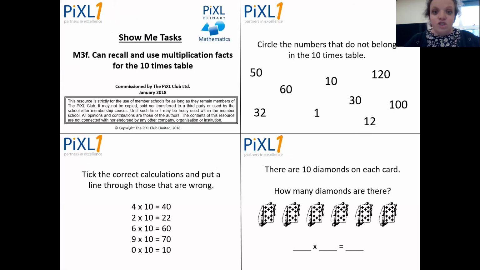Right, and now you're going to do some show me tasks. The first show me task you need to do is you've got to circle all the numbers here that do not belong in the 10 times table and tell me why. You've got to write the number sentence for this picture of how many diamonds there are. And here you've got to be the teacher and read through and check which of these number sentences are right and which of them are wrong. And if they're wrong, you've got to tell me how to make them right. Pause the screen now, have fun.